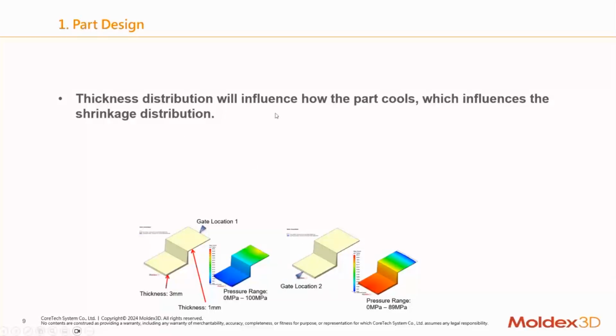So thickness distribution will influence how the part cools, which influences the shrinkage distribution, and the variation in shrinkage is nothing but the warpage. So thicker areas cool more slowly, retaining more heat, which can increase this warpage due to differential shrinkage.